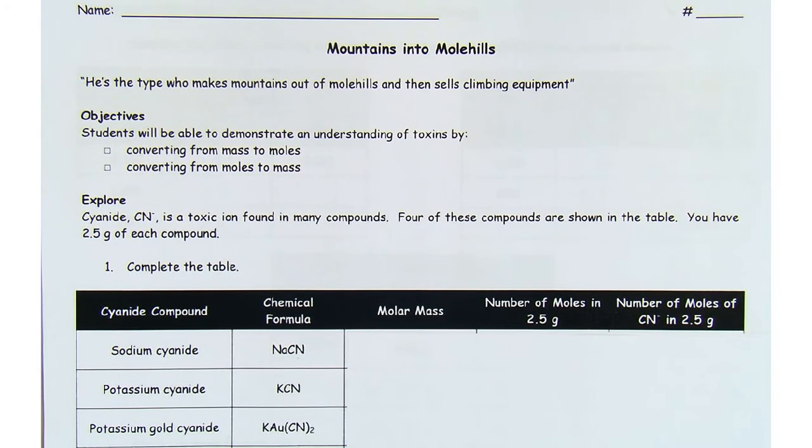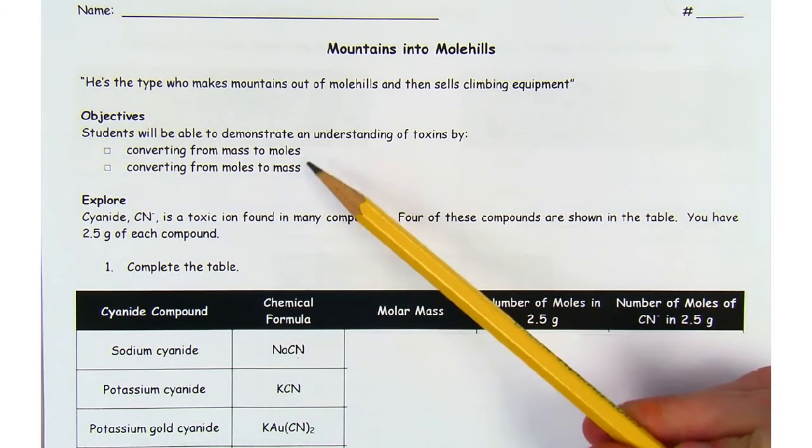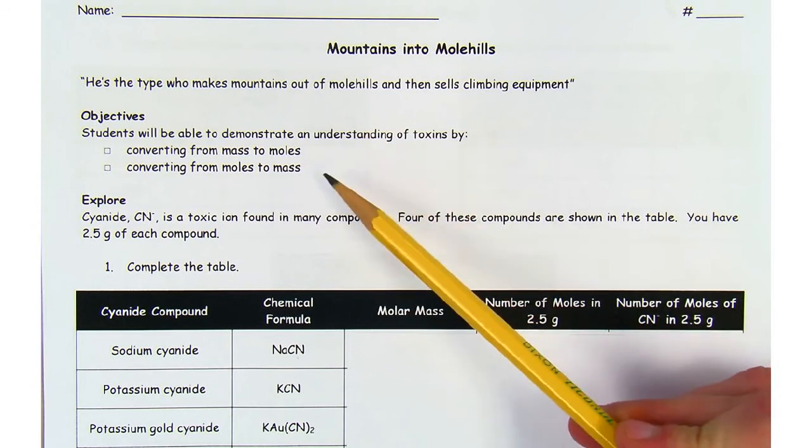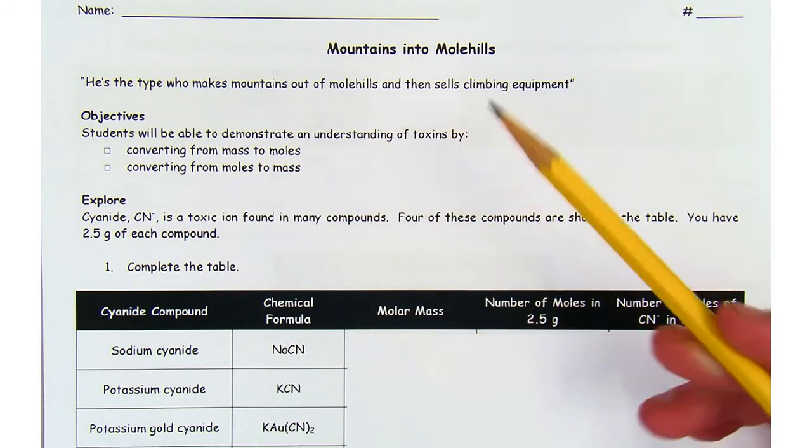Today I'll just be going over the handout Mountains into Molehills. Sort of our objectives for this handout: we want to be able to convert from mass into moles, and then we want to be able to do the opposite, from moles into mass.